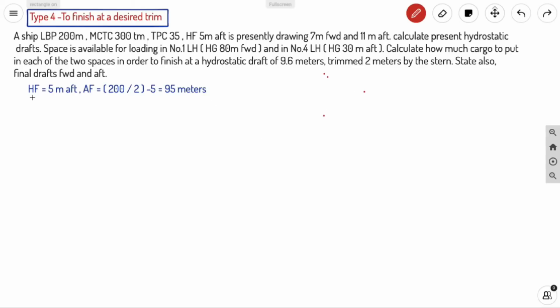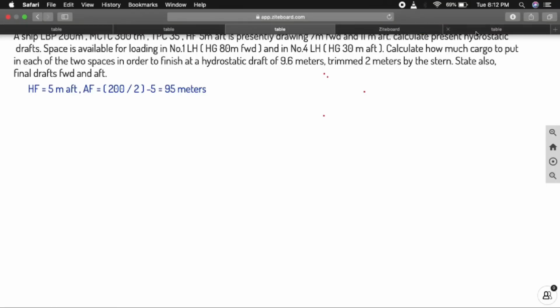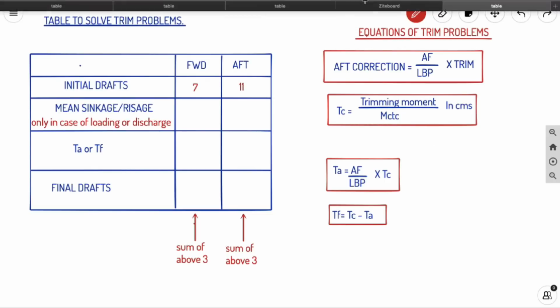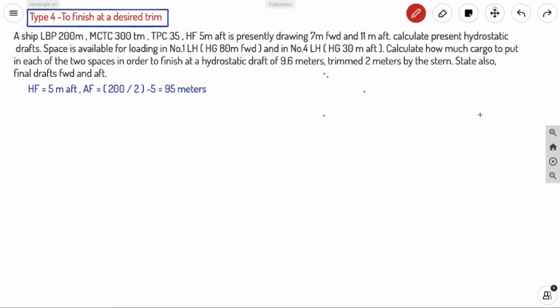First thing, as we do usually, HF 5 meter aft. So we find AF, that's LBP by 2, you get midship, minus 5 meters aft, that means 95 meters. Next thing, let's go to the table and put the initial drafts, forward 7 and aft 11. So as in the question, you know number 1 lower hold and number 4 lower hold. The distance is given from midship.